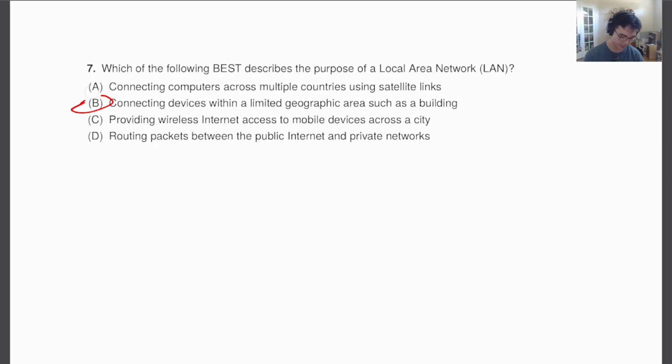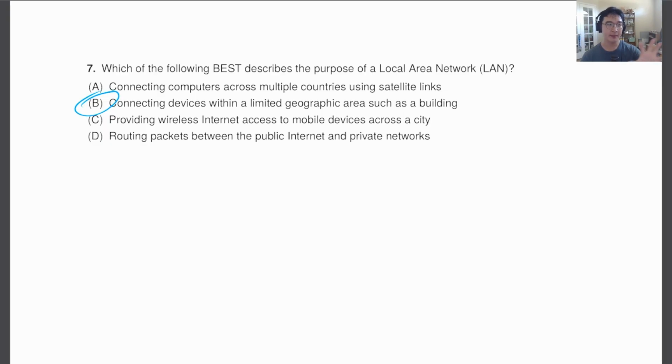Let's go ahead and do blue. Let's look at A, connecting computers across multiple countries using satellite links. I would say that's more what we call a WAN, W-A-N, a wide area network. Providing wireless internet access to mobile devices across a single city, we call that a metropolitan area network, or MAN, M-A-N. And routing packets between the public internet and private networks, I don't think that is any of PAN, LAN, MAN, WAN. I think that would be a different term altogether.